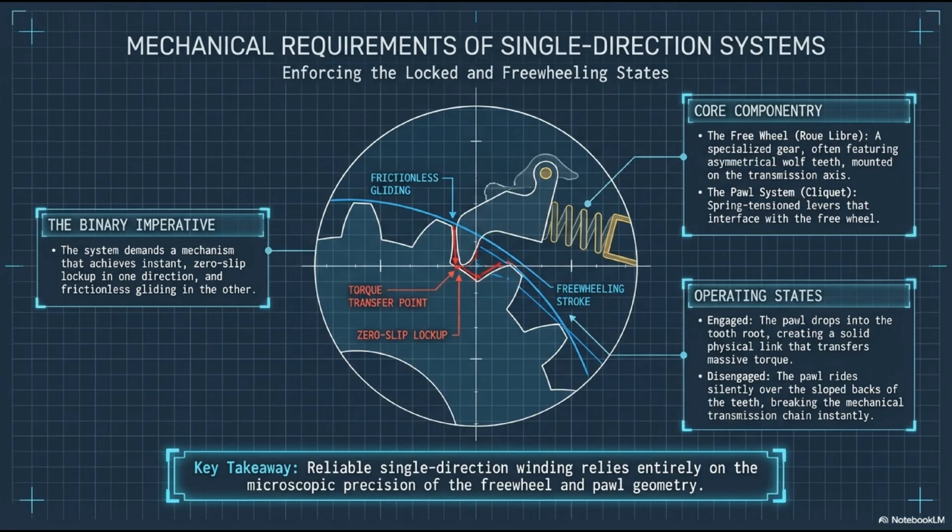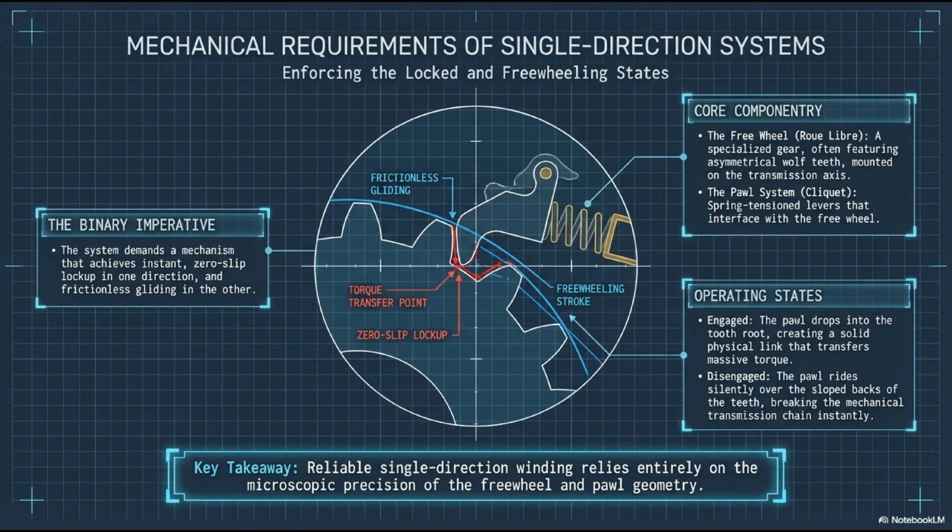If we are going to build a single-direction system, we face strict mechanical requirements. We must flawlessly enforce the locked and freewheeling states. This creates a binary imperative: the system demands a mechanism that achieves instant, crushing, zero-slip lockup in one direction, and completely frictionless, floating gliding in the other. There can be no in-between. Look at the core componentry in the diagram. It relies on a free wheel, or roue libre. This is a specialized gear, often featuring highly asymmetrical, aggressively angled wolf teeth, mounted on the transmission axis. Engaging this is the Paul system, or cliquette, spring tension levers that interface with the free wheel.